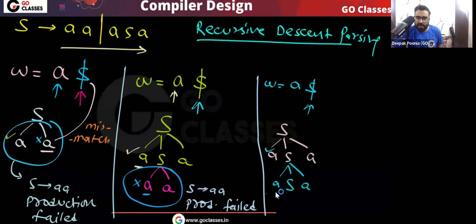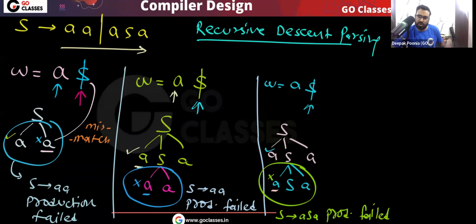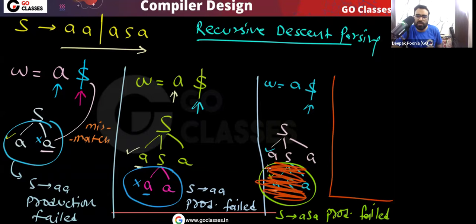Now notice this a, is it matching with dollar? This is the current input symbol, this a is not matching, so I can put a cross mark here. It means that this production also failed. S going to aSa production also failed. What it means is that now you will remove this production also, you will go to this S, and now you will ask, do you have any other production to try? This S will say no, I don't have any other production to try.